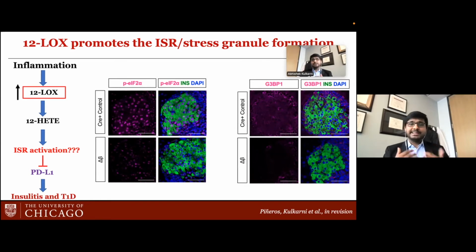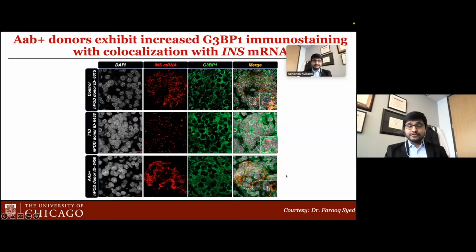With respect to integrated stress response and type 1 diabetes pathogenesis in the context of human studies, a study by Dr. Farouk Sayed in collaboration with our lab has suggested that in pre-type 1 diabetic autoantibody positive donors, there is enhanced co-staining of G3BP1, which are the markers of stress granules, with insulin mRNA, suggesting that before the onset of type 1 diabetes, these islets could be subjected to integrated stress response.